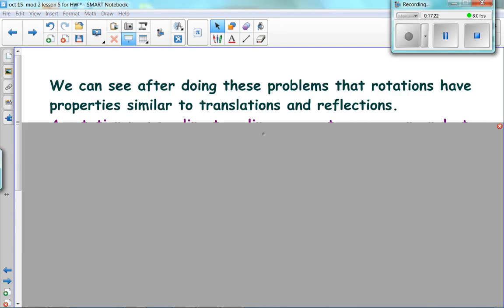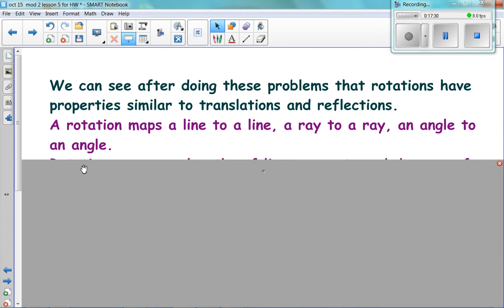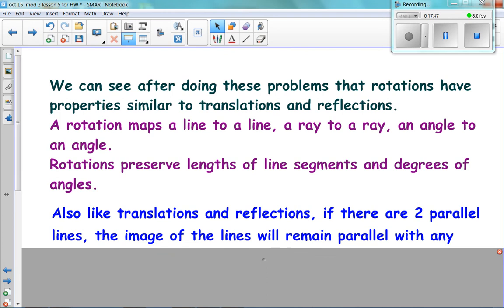You should start to see after doing these problems that rotations have properties similar to translations and reflections. A rotation maps a line to a line, a ray to a ray, an angle to an angle, just like reflections and translations. Rotations preserve lengths of line segments and degrees of angle measures. Same thing as translations and reflections.